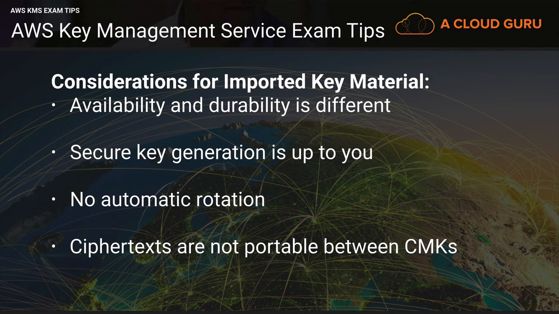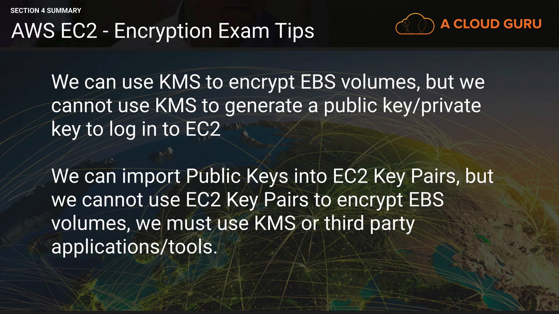So by that, we just simply mean that if you encrypt something with a customer master key, you cannot decrypt it with another key. You have to use the same key to unencrypt it, which makes perfect sense. So we then went on to learn that we can use KMS to encrypt EBS volumes, but we cannot use it to generate public keys and private keys to log into EC2. Remember that KMS is basically symmetric, so you only ever have the one key to encrypt and decrypt, whereas when you're logging into EC2, you have a private key and a public key that's asymmetric. So KMS cannot do asymmetric keys.